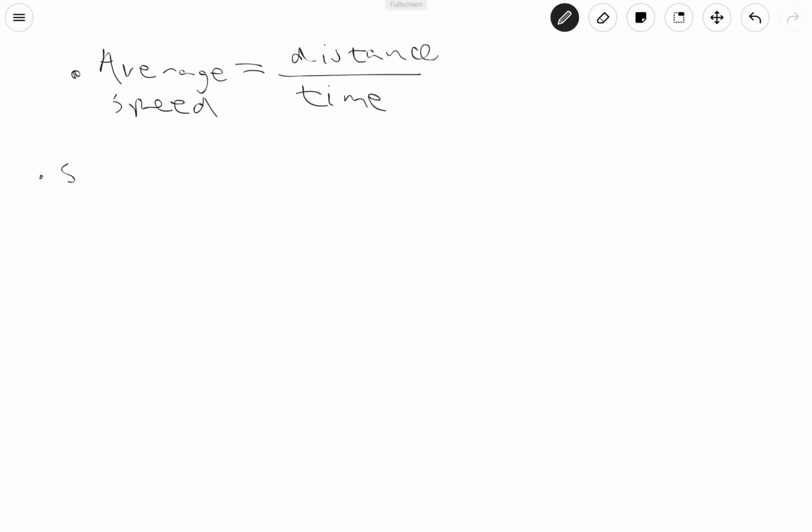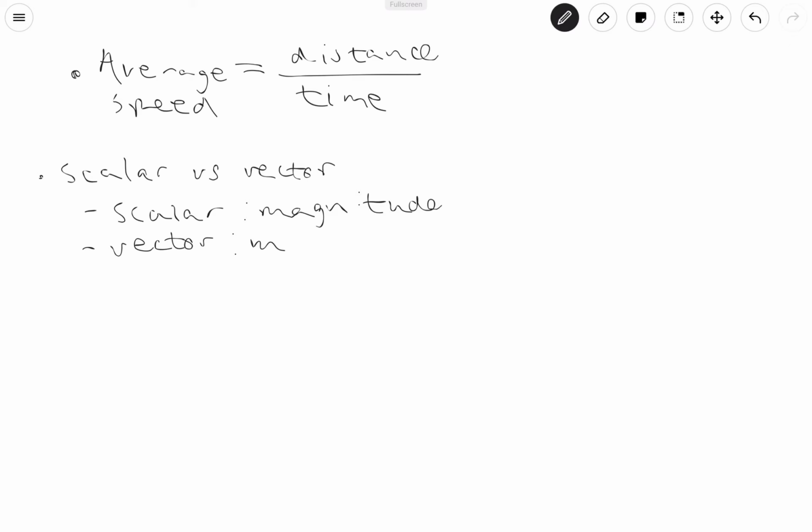First thing we covered was average speed. Speed equals distance over time. That's the first thing. Covered that formula. Then we talked about scalar versus vector, where scalar is a quantity which only has a magnitude, and a vector has a magnitude plus a direction.